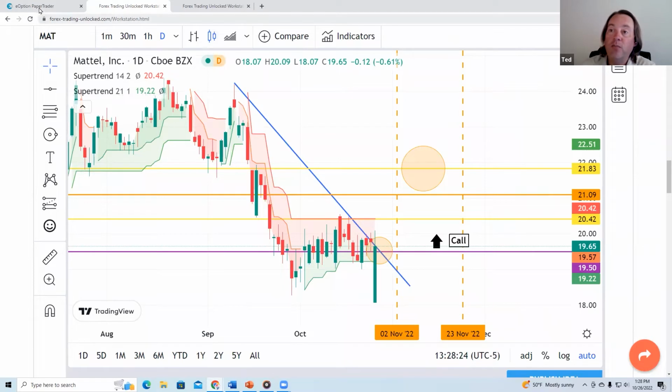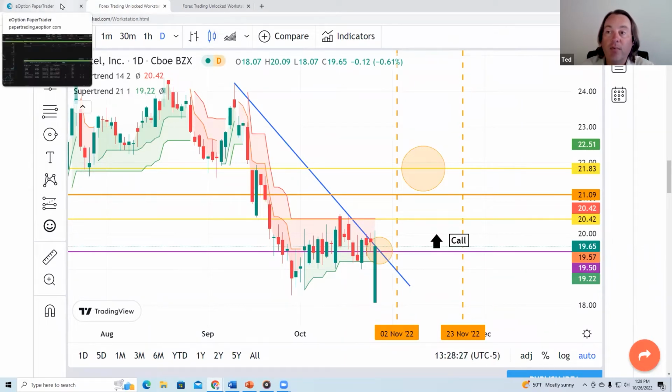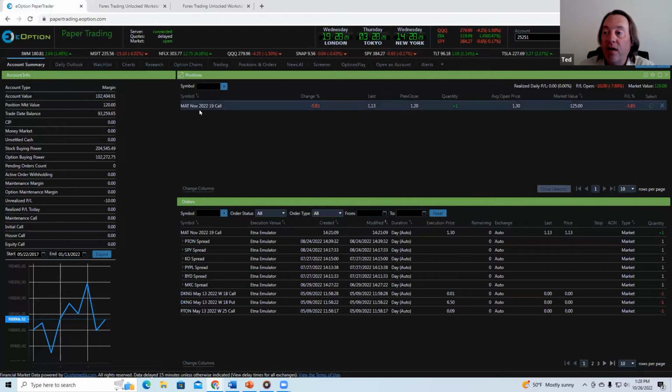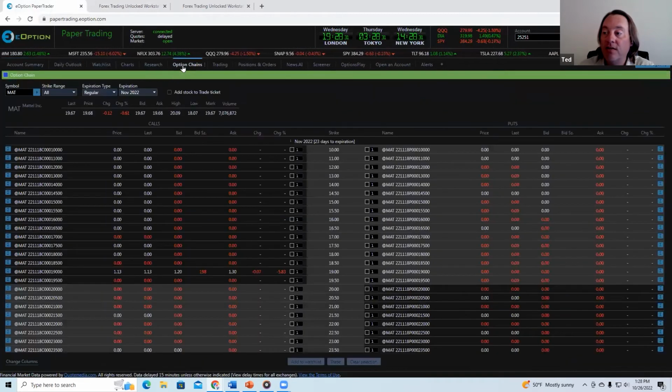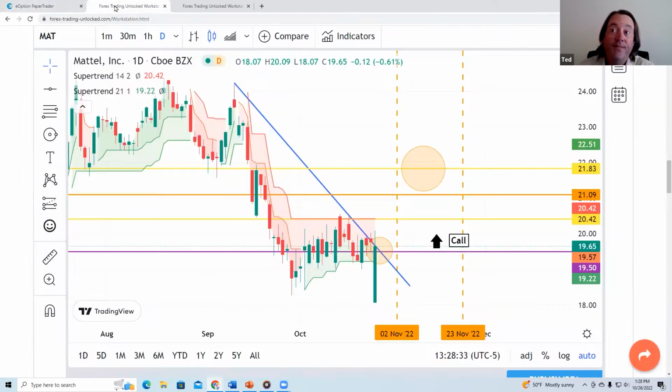So, okay, now let's move on to another example. We had a good example of Mattel, so we're going to pull up our option chain again and start looking for another option trade. Or we could put on a put real quick. Let's see what the put example is here and look for the upside and downside potential.